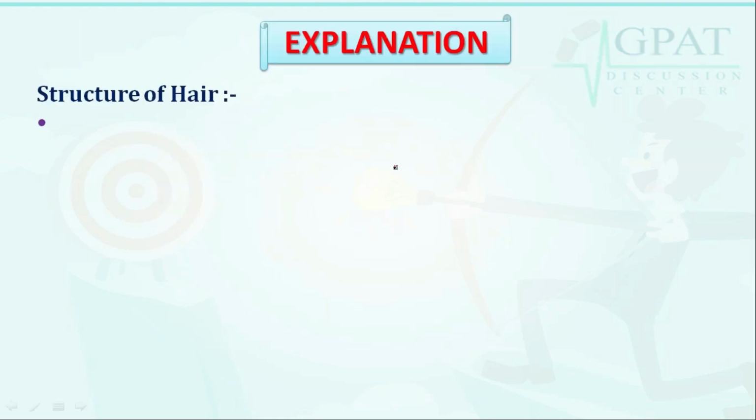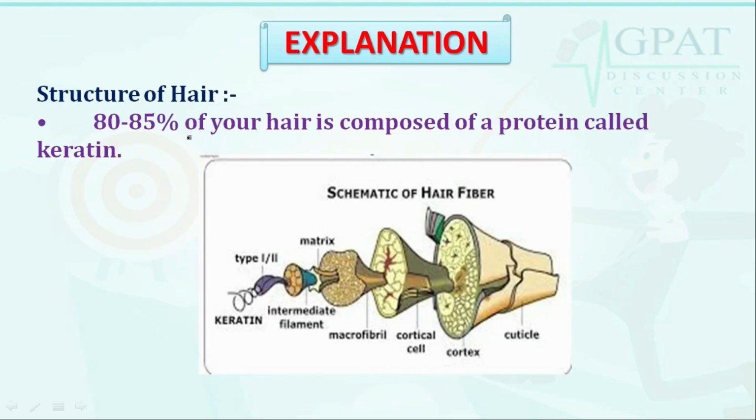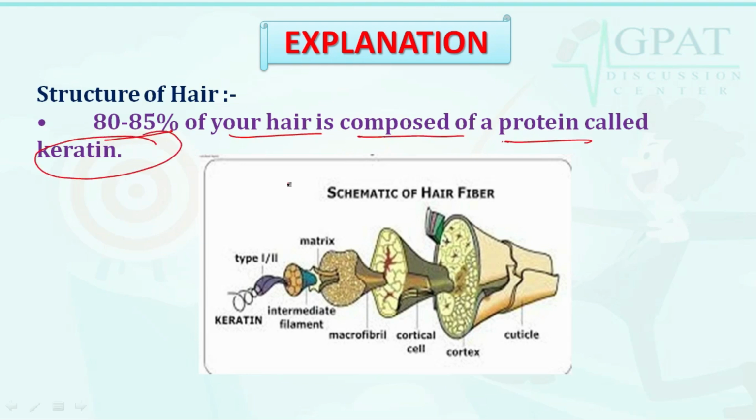Now let's discuss with the help of explanation that here we have just the structure of hair, and 80 to 85% of your hair is composed of a protein called keratin, and it is a schematic of hair fiber. So students, 80 to 85% is keratin.